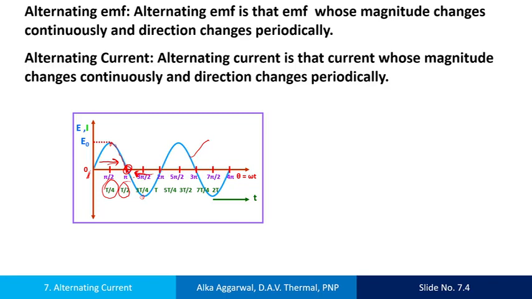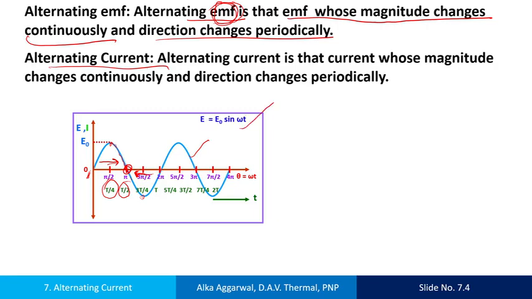It is the AC. So what is the AC? Whose magnitude changes continuously and direction changes periodically. If in place of EMF we use current, then it is called alternating current. The difference is only of the word. It is a representation of the alternating current.